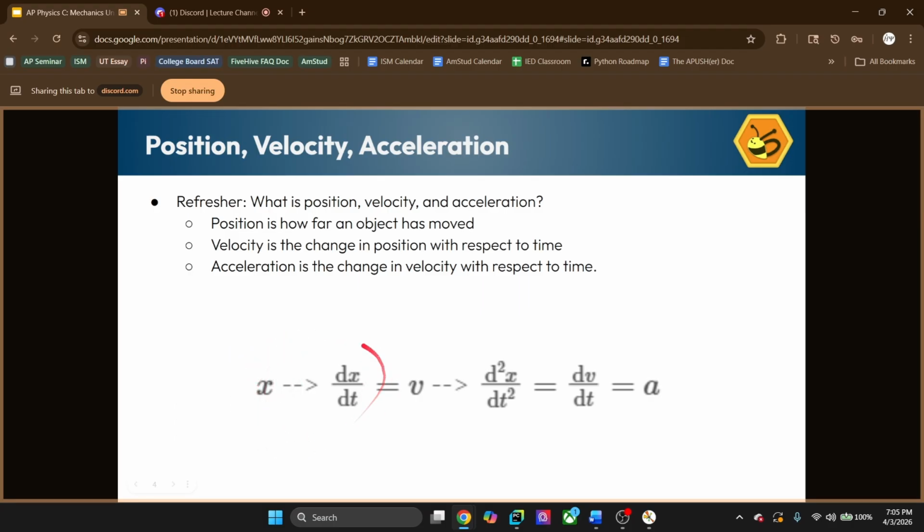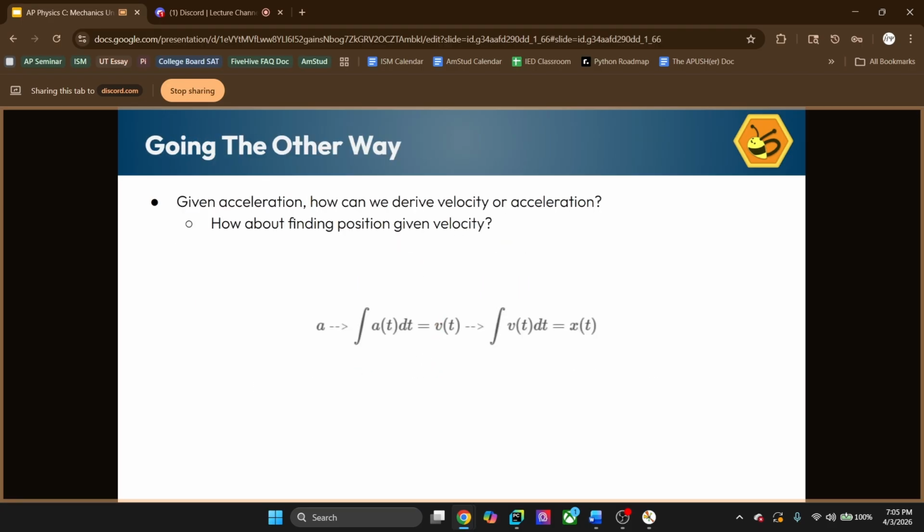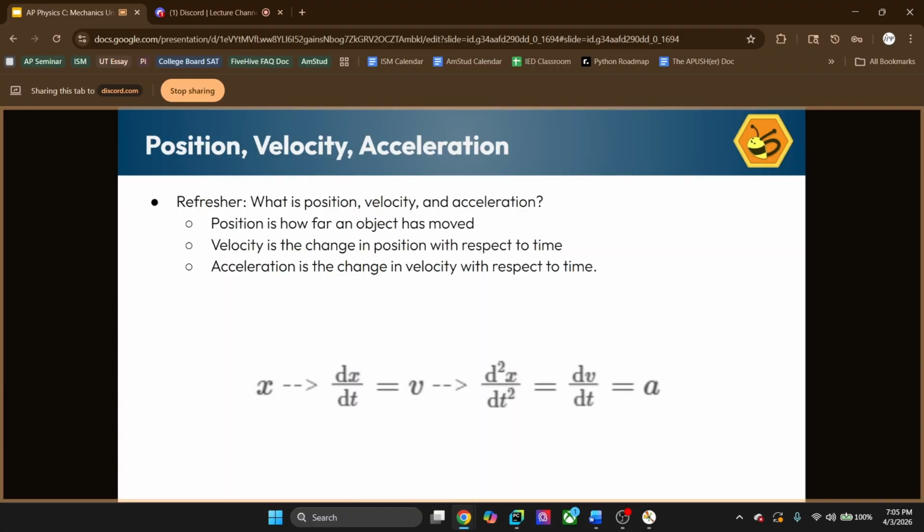If I direct your attention to the bottom of the screen, if we start off with x, we know that the derivative of x is velocity, and if we take the derivative of velocity, you get acceleration, which is also the second derivative of the position. That will be useful when they give you the position equation and require you to find the acceleration at a certain value of time.